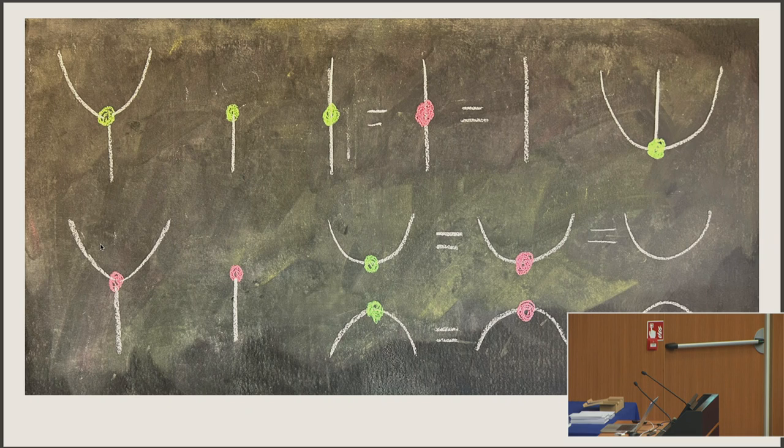So this would be 0, 0, 0, plus 1, 1, 1. So that would be the first spider there. So this one you see, it has two outputs and one input.